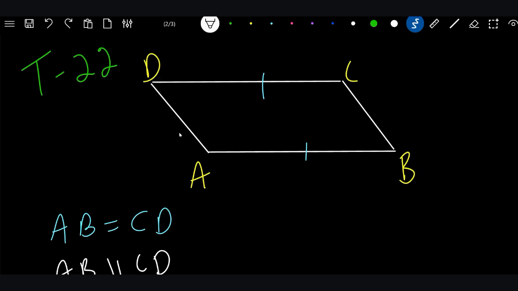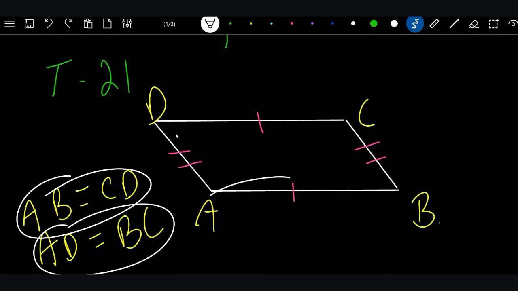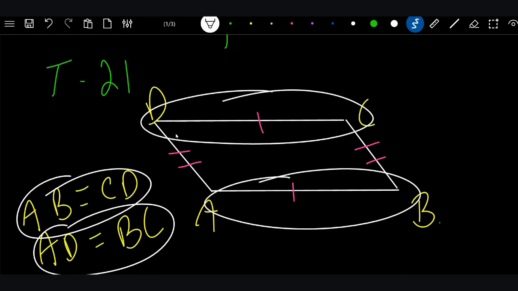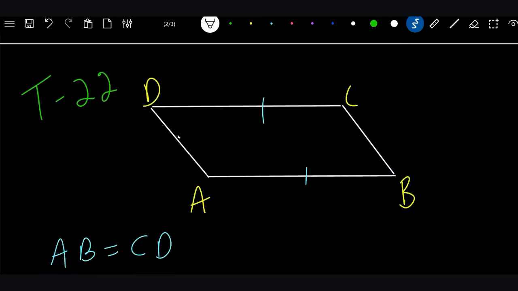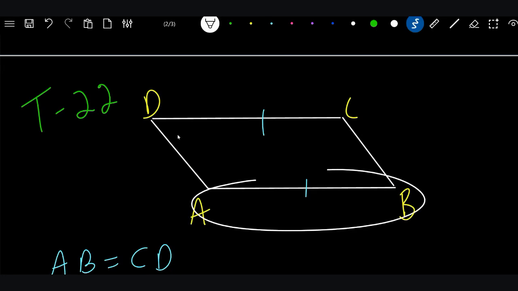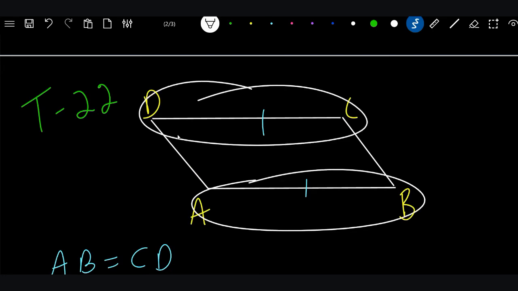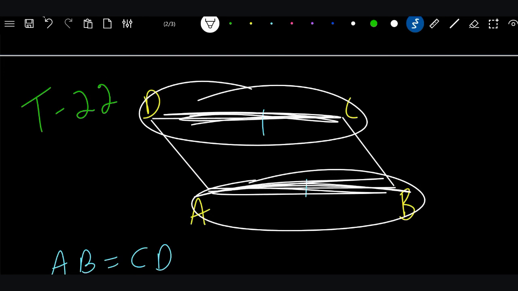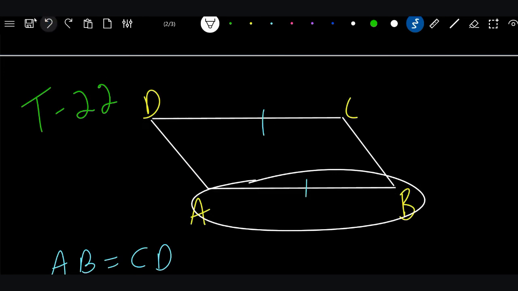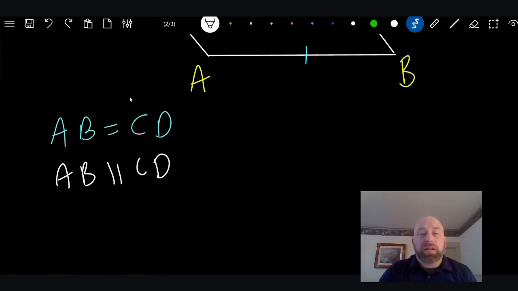These are two different ways to prove. So if we prove that AB is equal to CD and AD is equal to BC, that works. Or if we prove that AB is equal to CD and that they are parallel to each other, then we also prove that it is a parallelogram.